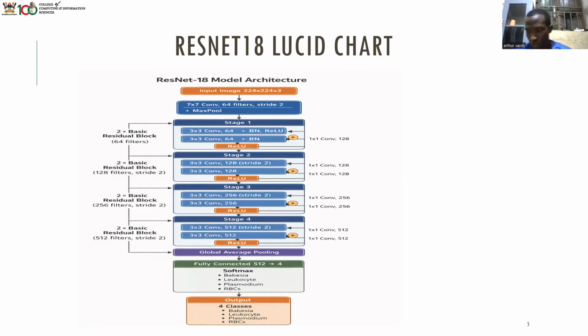Then from there, we shall go to the global average pooling. Under global average pooling, we shall be compressing the features, the edges. Then from there, we shall go to the fully connected layer. This one takes the features extracted from the above convolution layers and maps them to the classes that we have in our data sets: the babesiosis, leukocytes, and then the plasmodium. And then from there, we shall have our output, the softmax. The softmax will be responsible for converting the values obtained from the fully connected layer into probabilities.